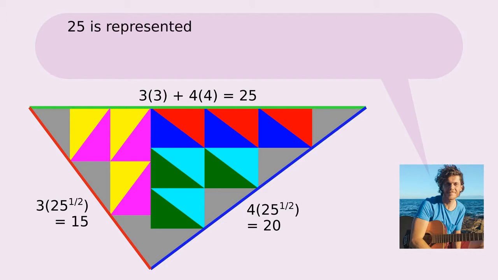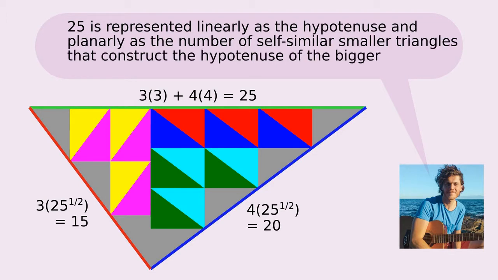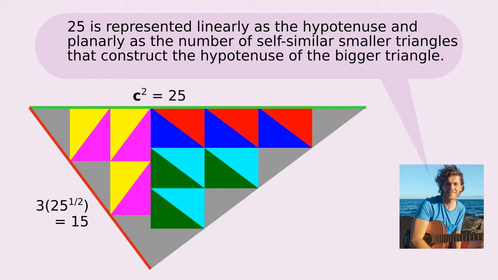25 is represented linearly as the hypotenuse and planarly as the number of self-similar smaller triangles that construct the hypotenuse of the bigger triangle. C squared is 25.